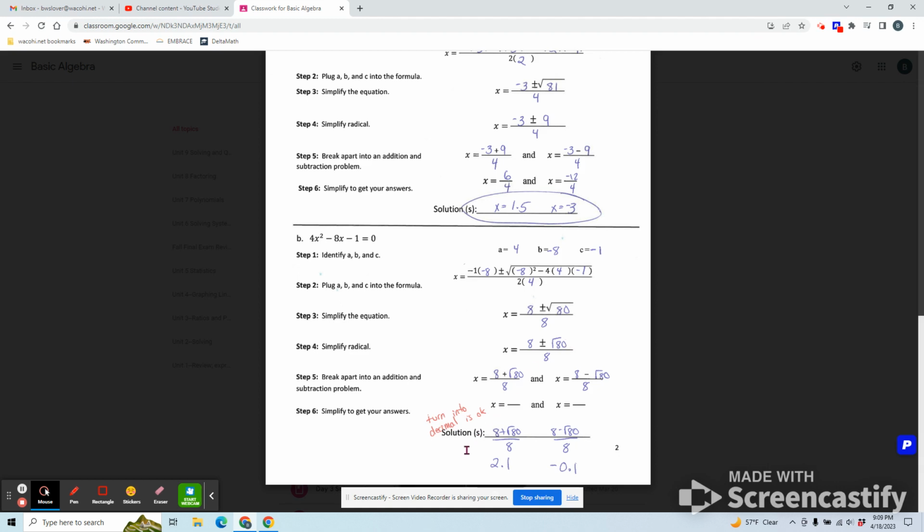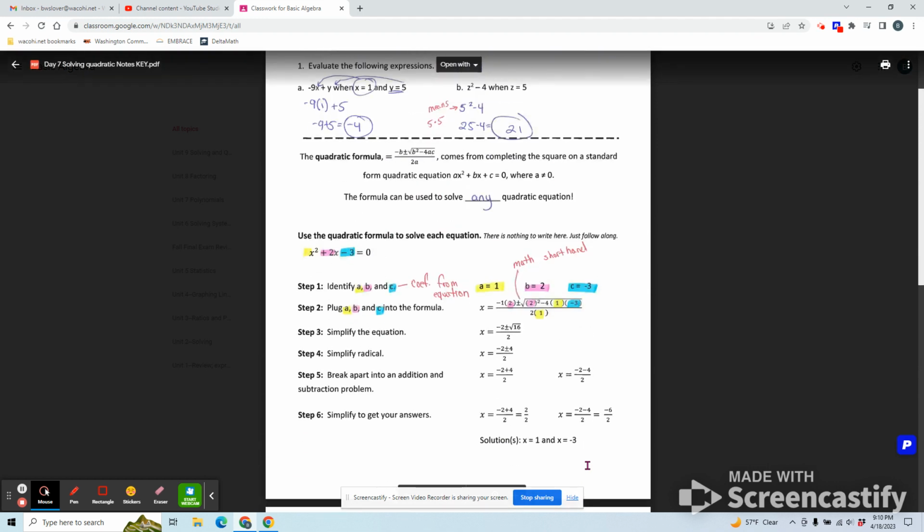Like it said, turning into a decimal is okay. So at the very end, you should have got 2.1 or negative 0.1. Or maybe you got 8 plus 4 root 5 over 8 and 8 minus 4 root 5 over 8. There's several different options that you can get. So if you're unsure if what you got was right, turn it into a decimal and see if it matches what I have. 2.1 and negative 0.1.